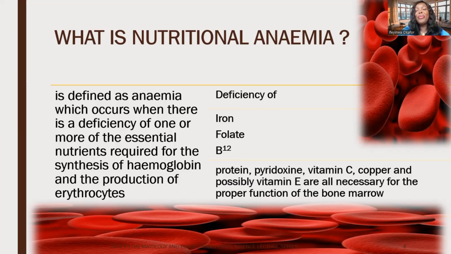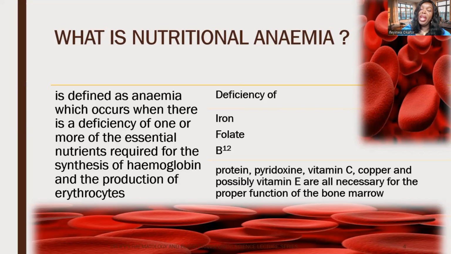Nutritional anemia can be defined as anemia that occurs as a result of deficiencies of those essential nutrients that are needed for production of hemoglobin and by extension erythrocytes. Therefore, deficiency of iron, folate, B12, protein, pyridoxine, vitamin C, copper can lead to various forms of nutritional anemia.